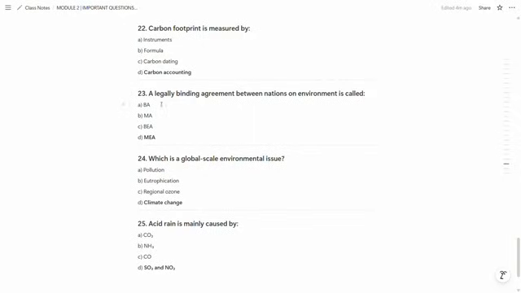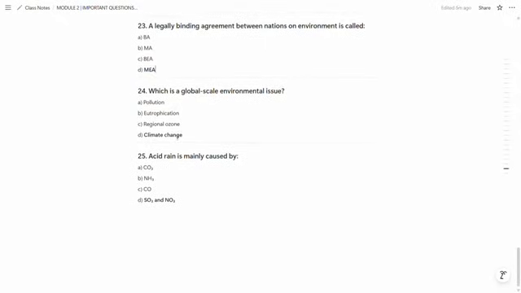Now in the 23rd question, a legally binding agreement between nations on environment is called MEA. So D is the correct answer. So in the 24th question, which is a global scale environment issue? Climate change is the global scale environment issue. So D is the correct answer. Now in the last question, acid rain is mainly caused by SO2 and NO2. So D is the correct answer.